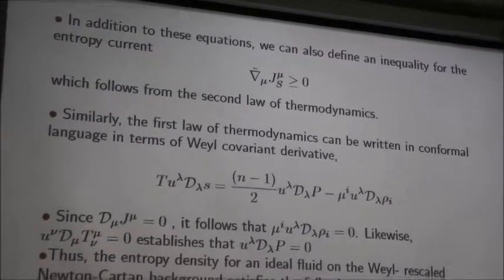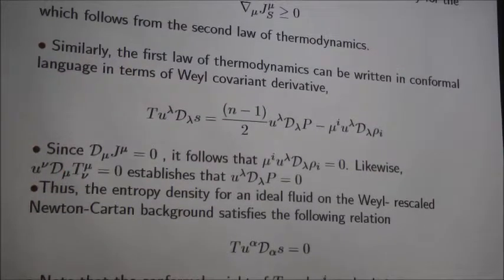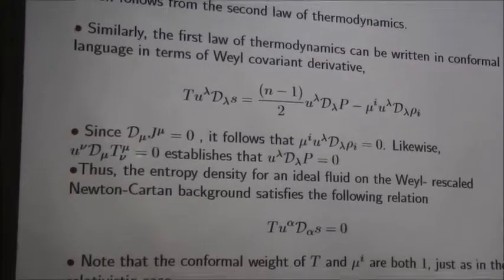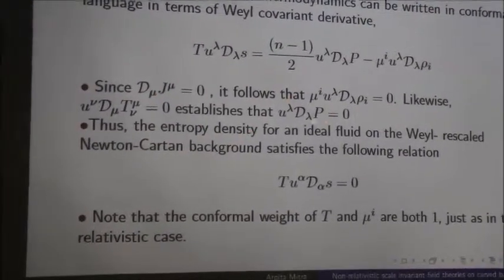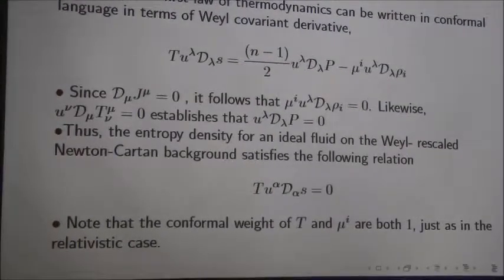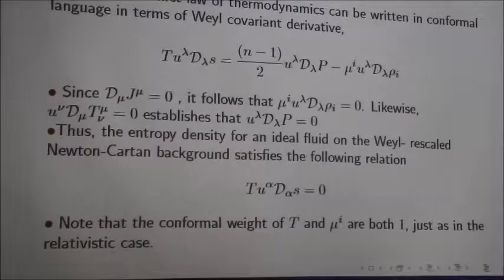So, if I am considering that d mu T mu nu is not 0, that is proportional to n, because T mu nu has a weight of n, but u mu d mu T mu nu is 0. So this is giving that u lambda d lambda p equals 0. If I am combining those two facts in this equation, then I can get that T u lambda d lambda is equal to 0. So this is the entropy action of the covariant derivative on the entropy current in a conformal language.